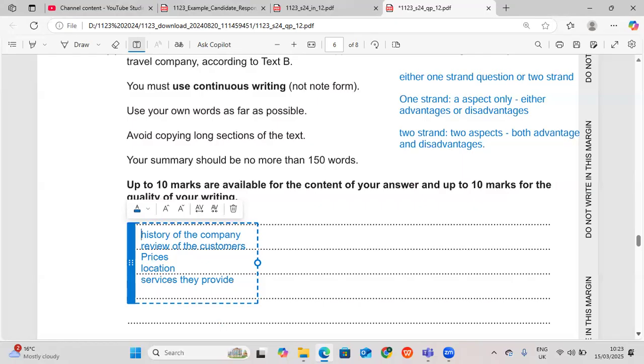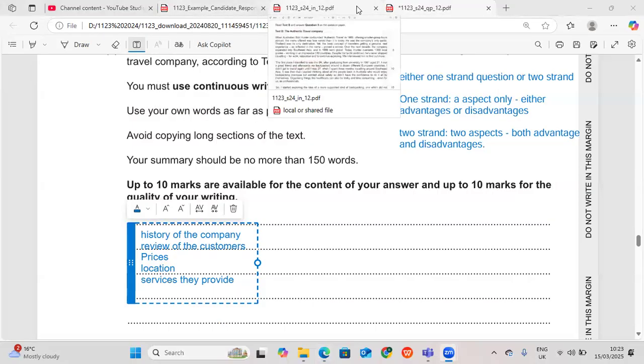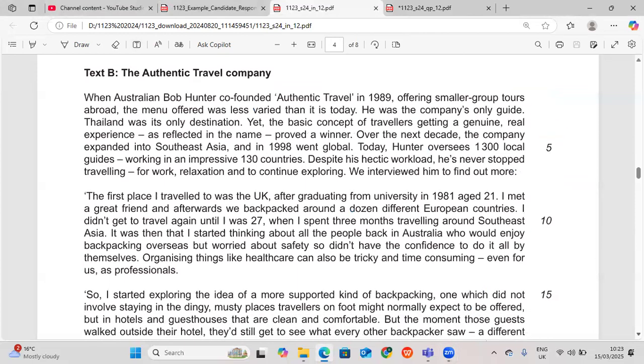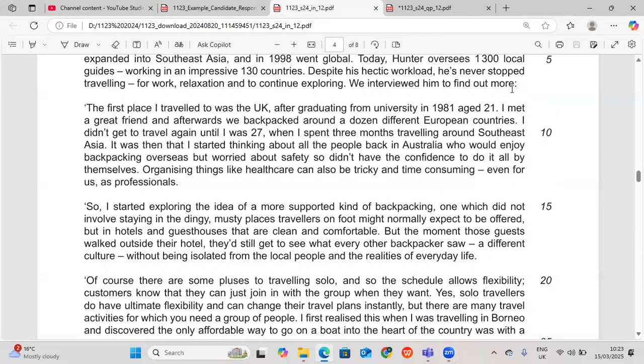So that's why now we're reading a text which is from insert text B, and now we're looking at how we can summarize it together. Fatima, can you read the second paragraph?